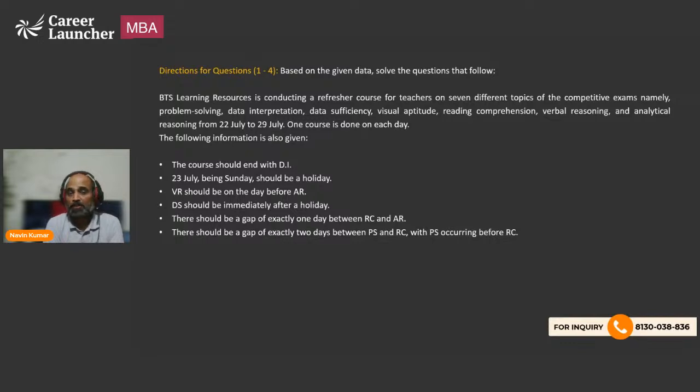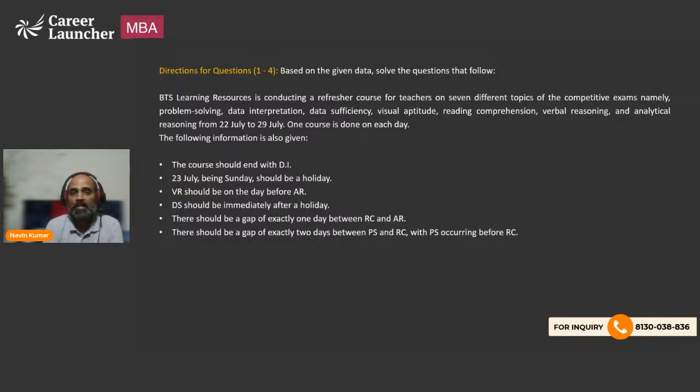BTS Learning Resources is conducting a refresher course for teachers on 7 different topics of the competitive exams, namely problem solving, data interpretation, data sufficiency, visual aptitude, reading comprehension, verbal reasoning, and analytical reasoning, from 22nd July to 29th July. One course is done on each day. The following information is also given. The course should end with DI, 23rd July being Sunday should be a holiday, VR should be on the day before AR, and so on and so forth.